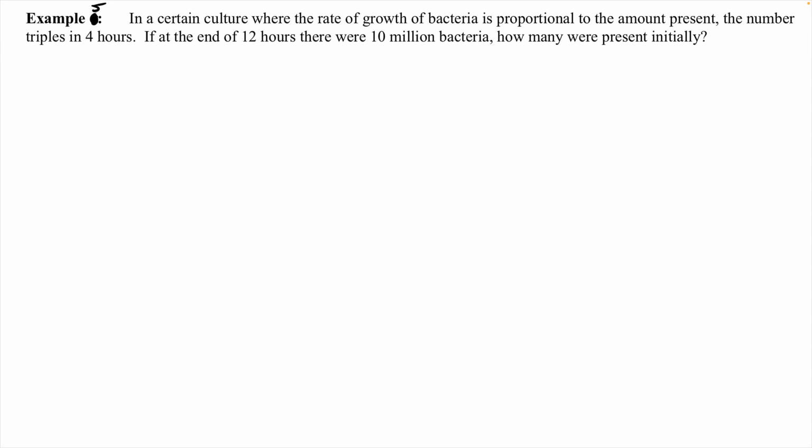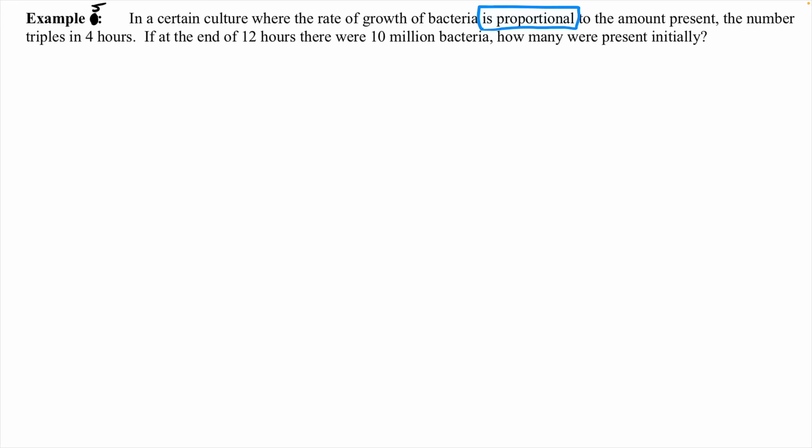Okay. So in a certain culture, so we got bacteria again. It's a bacteria problem. In a certain culture where the rate of growth of bacteria is proportional to the amount present, the number triples every 4 hours. If at the end of 12 hours there are 10 million bacteria, how many were present initially?